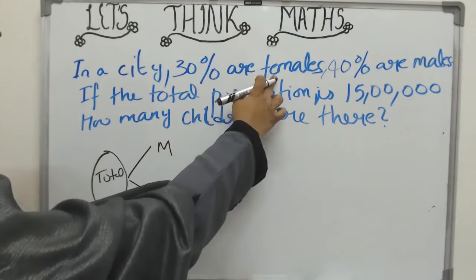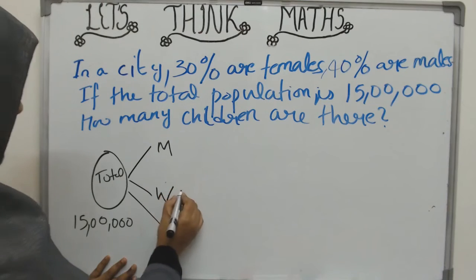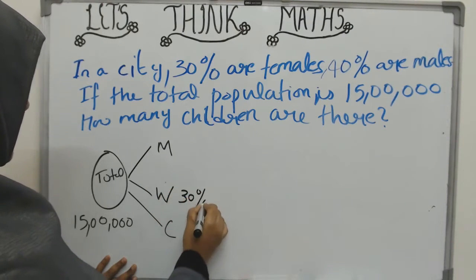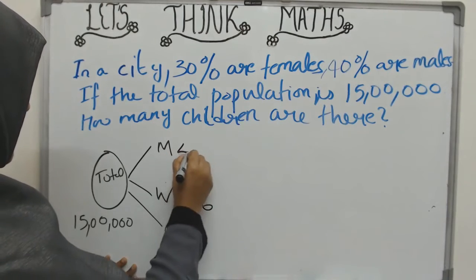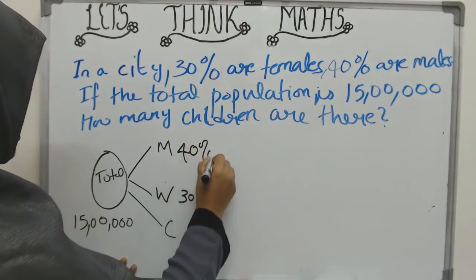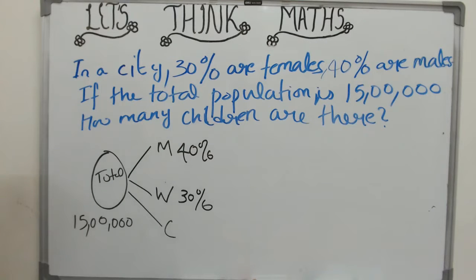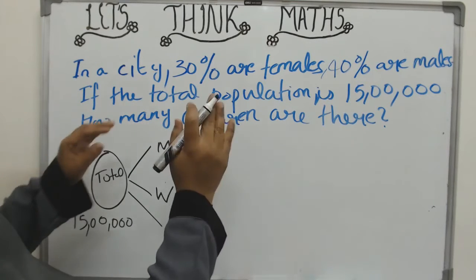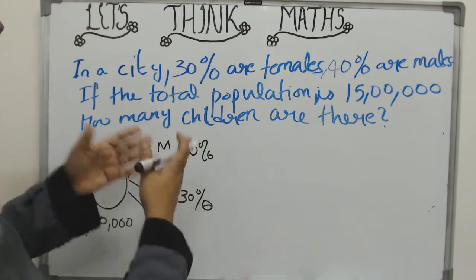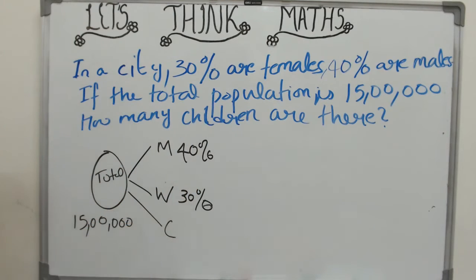How many females are there? How many women are there? 30%. And how many males are there? It is given as 40%. So if you notice here, the percentage of children is not given, right? They have asked for the actual number of children, but the percentage of children is not given. How much will it be?